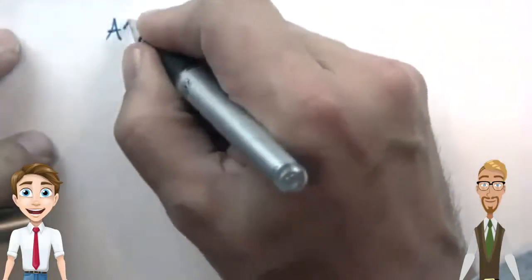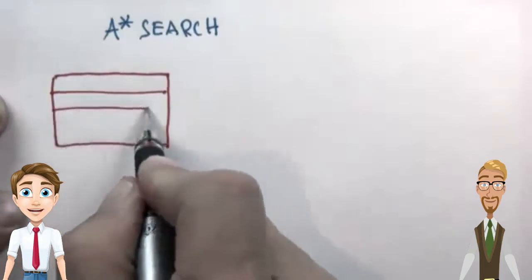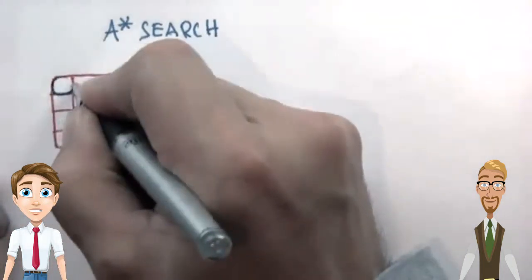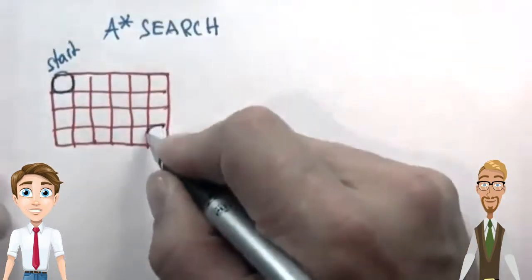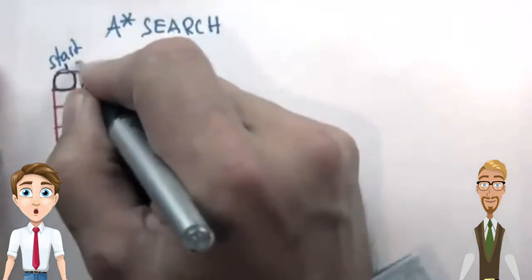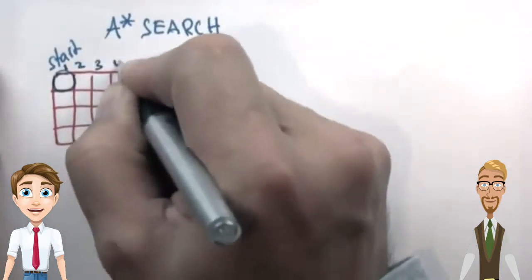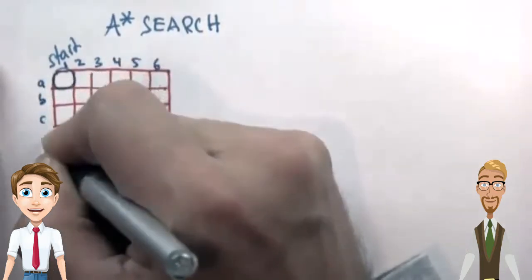Let's talk about A star search. Let's assume we have the following grid. The start state is right here, and the goal state is right here. And just for convenience, I will give each field a little number, A, B, C, D.